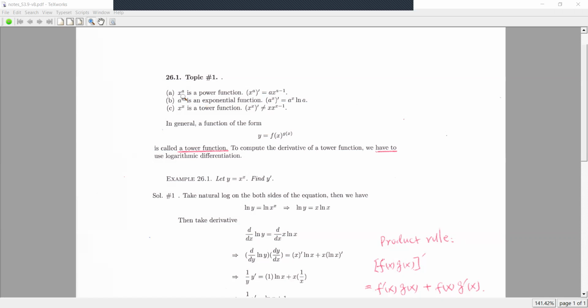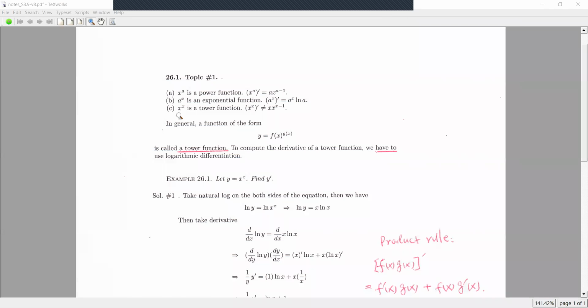When we switch x and a, then we get this function. This function is called an exponential function. In an exponential function, the base is a constant and the power is a variable. The formula to compute the derivative of an exponential function is this. The derivative of a to the x is equal to a to the x times natural log of a.